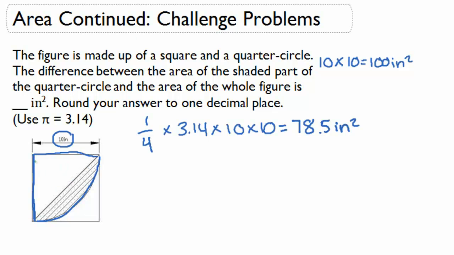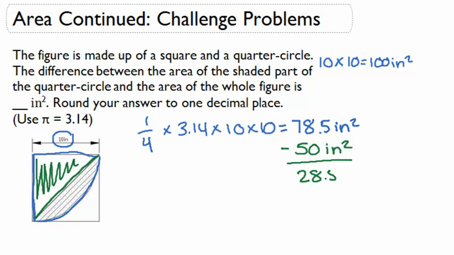Now, the area of just the shaded part of this quarter circle means that we're going to have to cut out this whole section here, which happens to be half of our square. Since we cut it right on this diagonal here, it's half of our square. Since the whole square was 100 inches squared, half of the square is going to be 50 inches squared. So we're going to subtract 50 inches squared from this and find that the shaded region has an area of 28.5 inches squared.